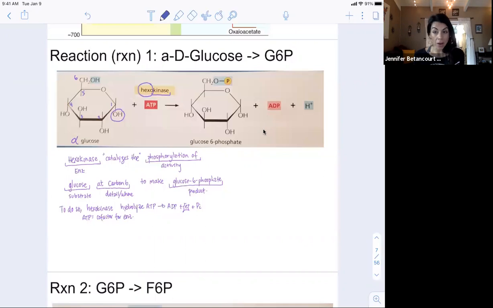When the cell has enough ATP, it doesn't need to do all these reactions because all of these take some sort of energy. So too much is not good. Not enough, it's not good. So we need to make sure that we address the enzyme regulatory steps. And so reaction 1 is an enzyme, hexokinase, and it does get regulated.